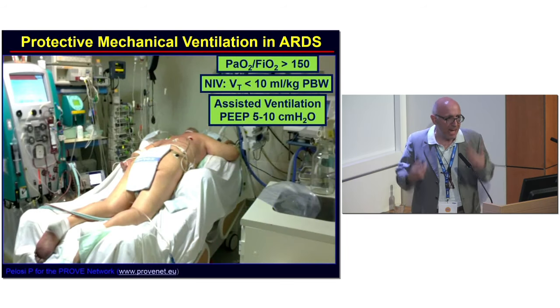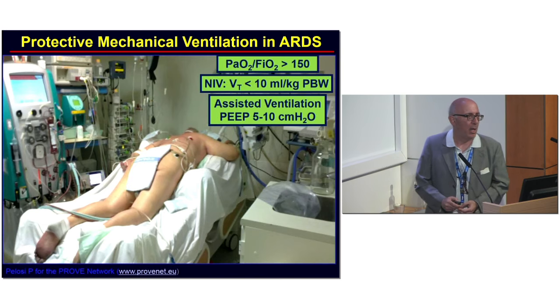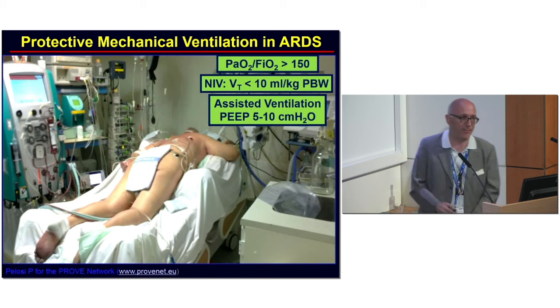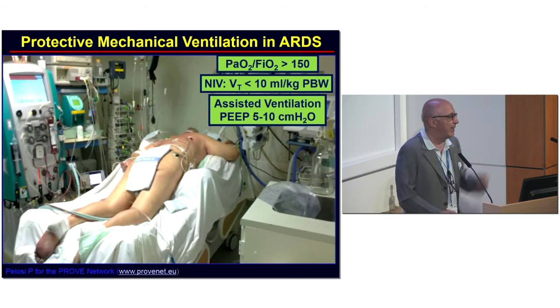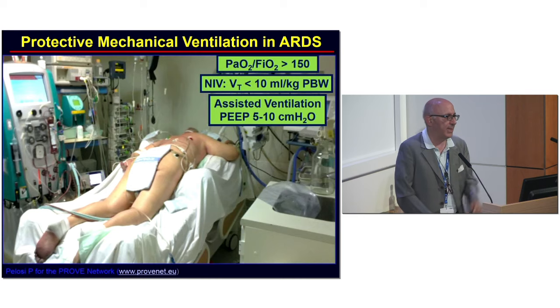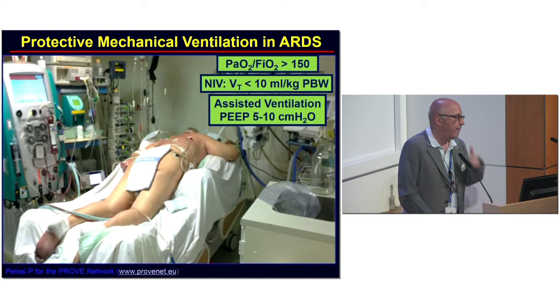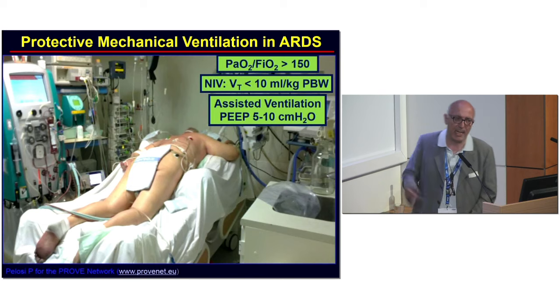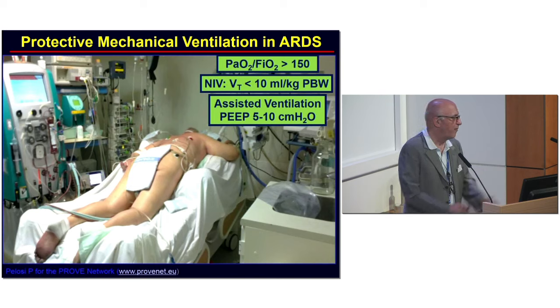So this is my view, our view, on how we treat ARDS. In patients with a PaO2/FiO2 ratio higher than 150, we always try, if possible, non-invasive ventilation. But we intubate these patients immediately if tidal volume under positive pressure is higher than 10 milliliters per kilogram predicted body weight. For us, higher tidal volume and increasing respiratory rate are the two main factors to intubate patients early. And then, if they are intubated, we start with assisted ventilation immediately with a PIP level between 5 and 10 centimeters of water.